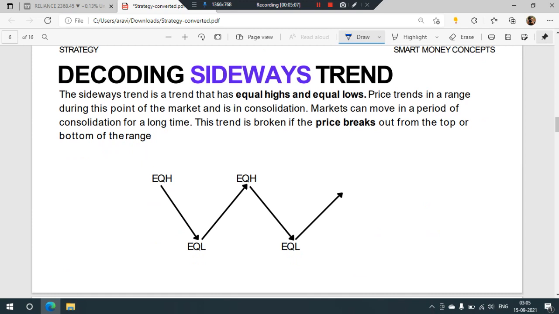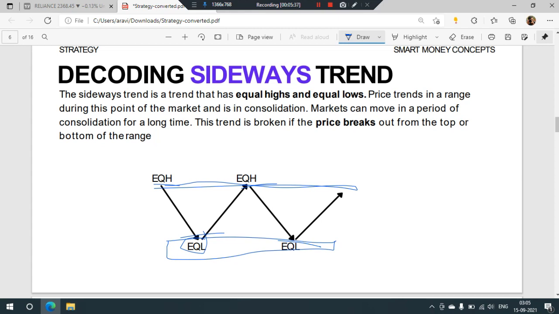So moving on to the third thing, a sideways trend. In a sideways trend there is pretty much nothing to really understand. It's just that there will be equal highs and equal lows. Basically retail people treat this as support and resistance. It's not actually support and resistance, it's equal high and equal low. EQH means equal high and EQL means equal low.